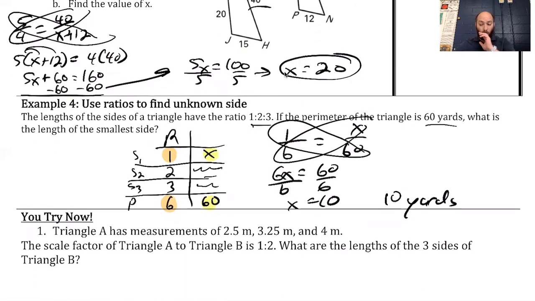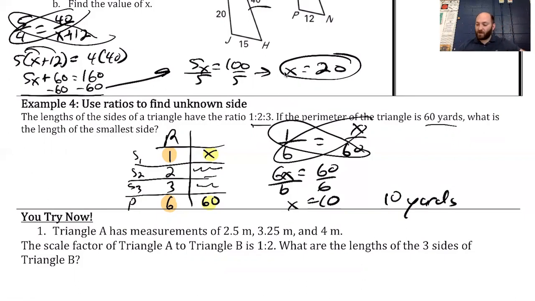But the biggest thing about example 4 here, this wasn't the only way to set this up. So try it out. If you find other ways that make sense to you, use that. Otherwise, trust this one. So I set them up as part plus part plus part equals perimeter. Side plus side plus side equals perimeter.